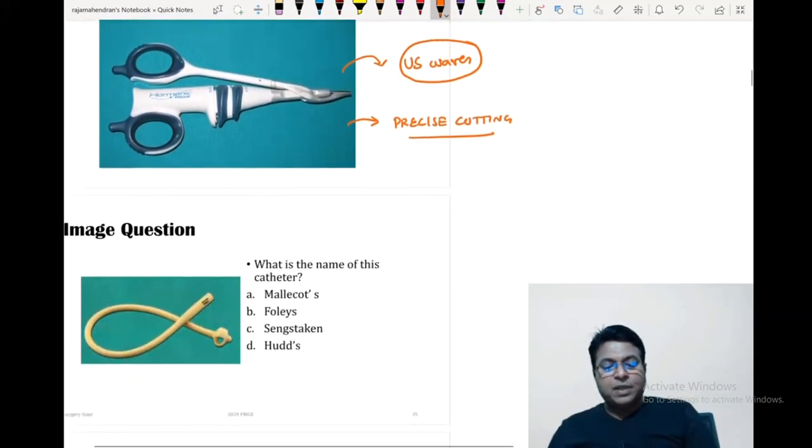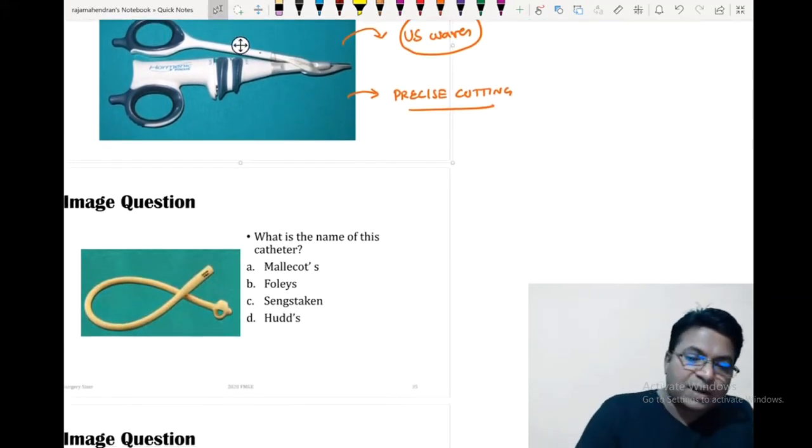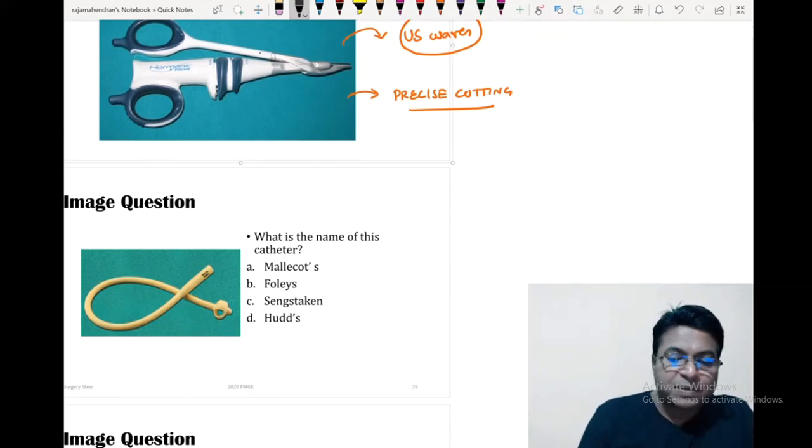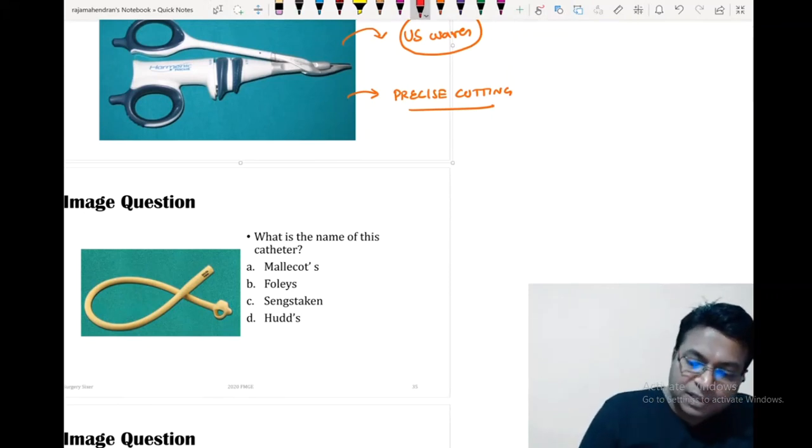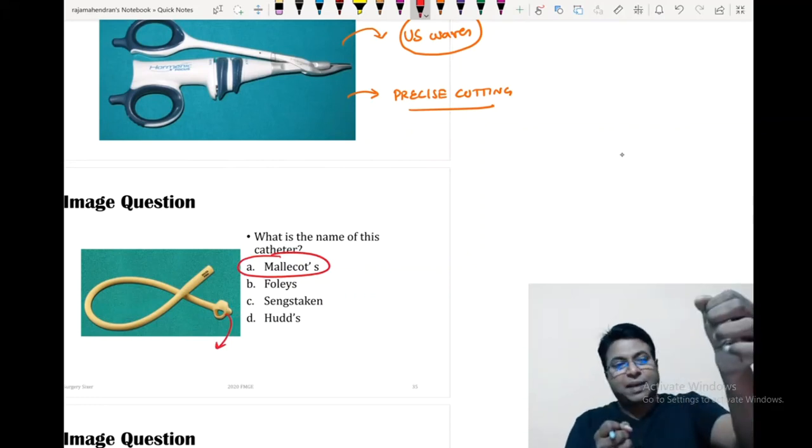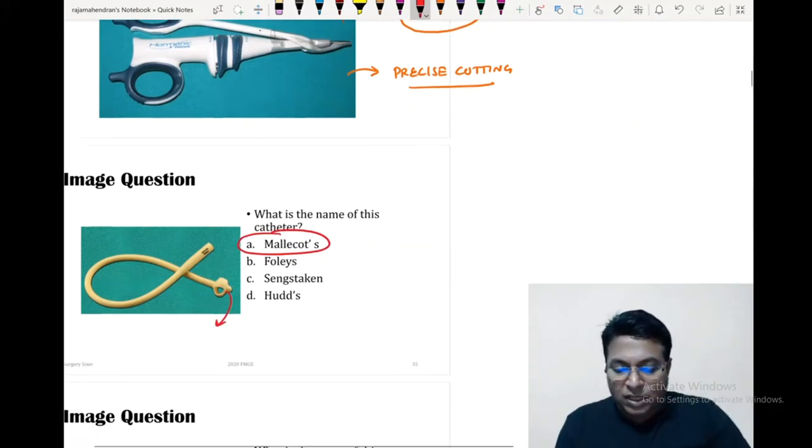Okay. So what is the name of this catheter? These are all direct one-liners. You should not make mistakes in this type of instruments. And this is a Malecot's catheter. You can see the tip is like a flower. When you stretch, it becomes straight. So it is Malecot's catheter.